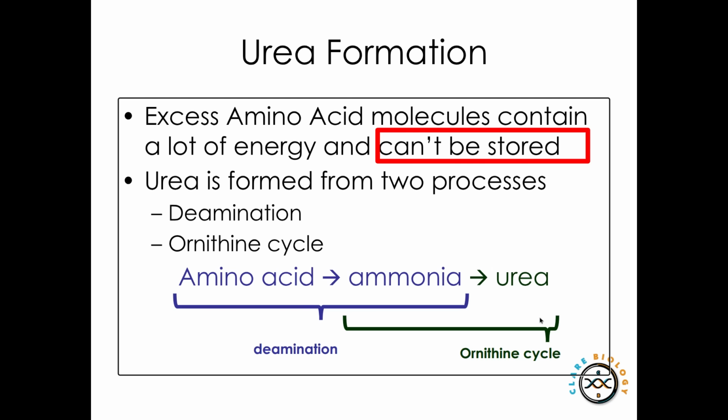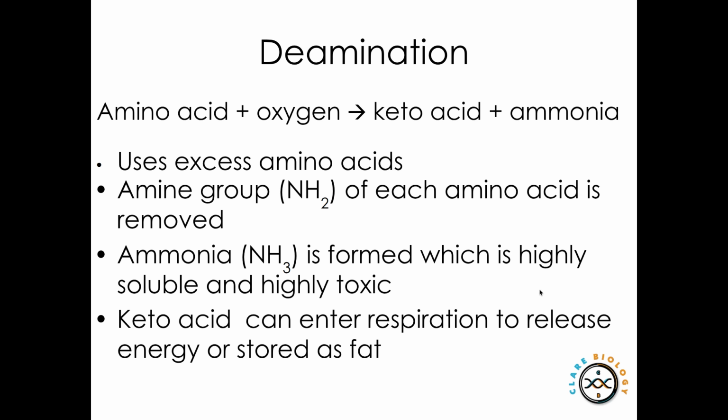The second stage of formation of urea is the ornithine cycle. Now, you only need to look at this in outline. You do not need to do this in detail. So deamination, this is where I have amino acids, so don't forget these are in excess, and they are added to oxygen to create a keto acid and ammonia. This ammonia is a toxic compound and it needs to be broken down further to make urea in the ornithine cycle.